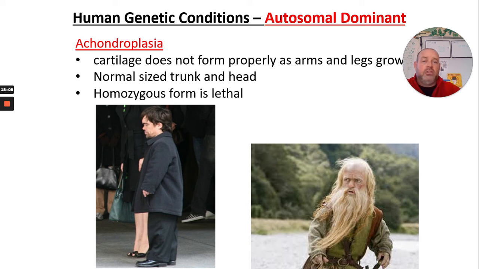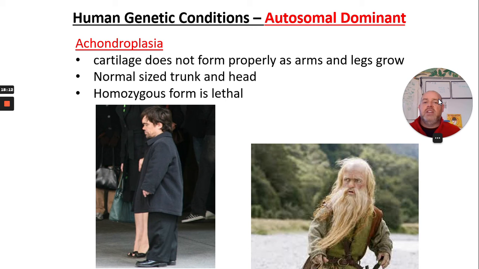Another autosomal dominant one is achondroplasia. This is where the cartilage does not form properly as arms and legs grow. So you pretty much have a normal sized trunk and head, but you have really short limbs. And the homozygous form of this is lethal, and you don't have people that exhibit this genotype because they would not make it. But if you're heterozygous, then you might have achondroplasia.